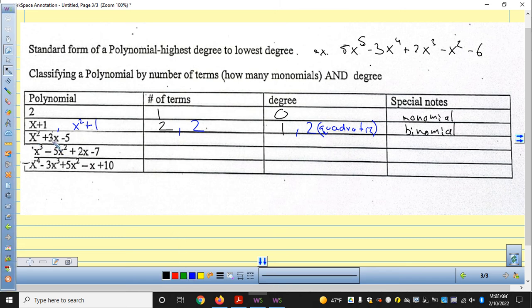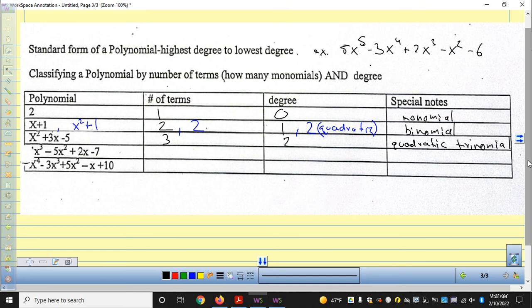All right, the next one. X squared plus 3x minus 5. How many terms here? 3. The degree? 2. Highest exponent here? We would call this, because it's second degree, quadratic, trinomial. Quadratic because it's second degree, trinomial because it has 3 terms.